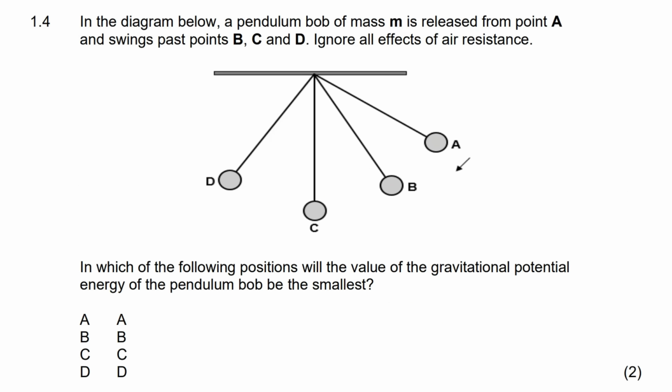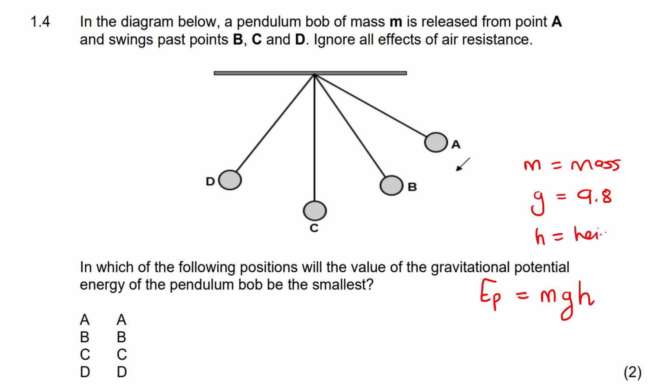B. In the diagram below, a pendulum bob of mass m is released from a point A and swings past point B, C, and D. Ignore all air resistance. In which of the following positions will the value of gravitational potential energy be the smallest? Now, gravitational potential energy is EP. Remember? Energy potential. It's on the formula sheet, and it's mgh, where m is the mass, g on Earth is 9.8, and h is height.